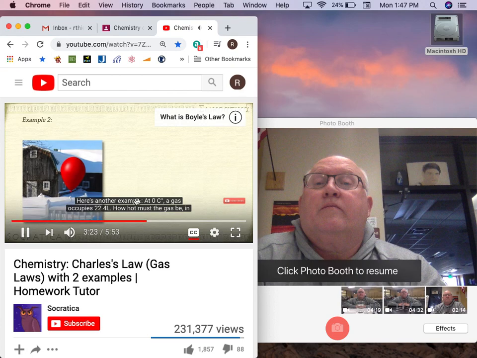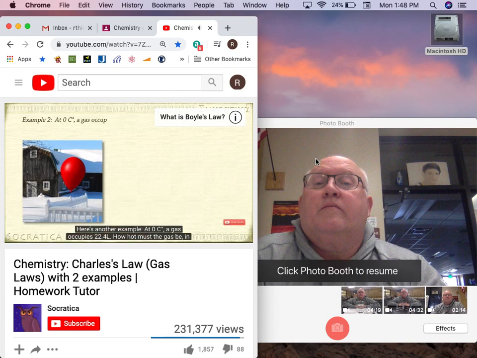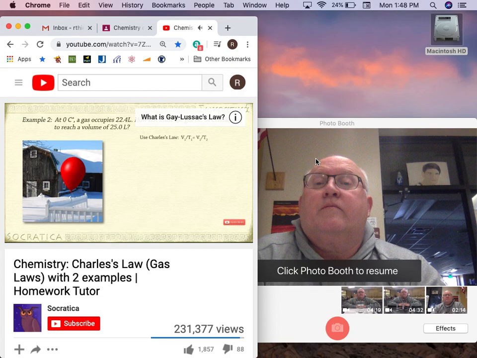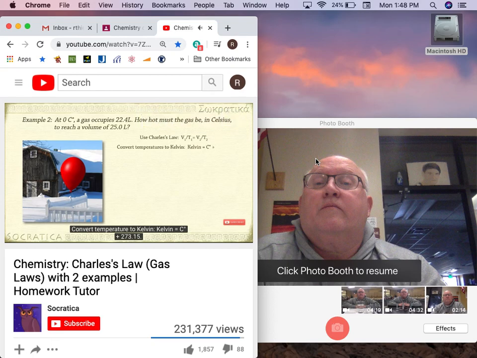Here's another example. At 0 degrees Celsius, a gas occupies 22.4 liters. How hot must the gas be, in Celsius, to reach a volume of 25.0 liters? V1 over T1 equals V2 over T2. Remember, we have to convert temperatures to Kelvin. Kelvin equals degrees Celsius plus 273.15, so T1 equals 273.15 Kelvin. Substituting in what we know, 22.4 liters over 273.15 Kelvin equals 25.0 liters divided by T2.